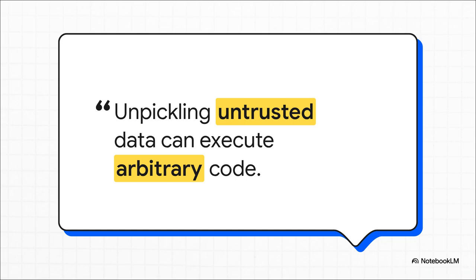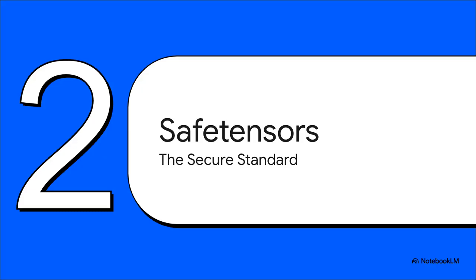And look, this isn't just me being paranoid. This is a direct warning right from the official documentation. It says, unpickling untrusted data can execute arbitrary code. And unpickling is just the fancy word for loading the file. So the very act of opening it could trigger some hidden malicious program. You really have to treat a pickle file from someone you don't trust like you would any random program you found on the internet.